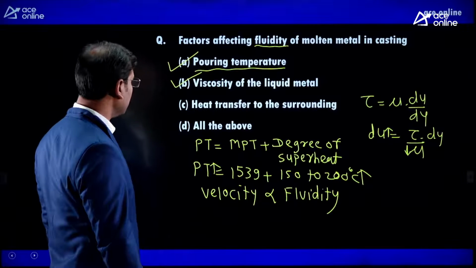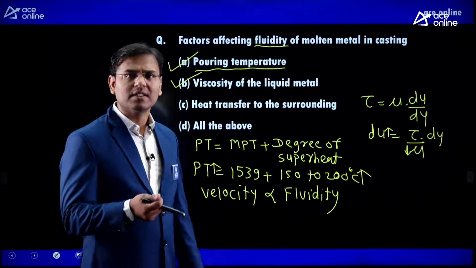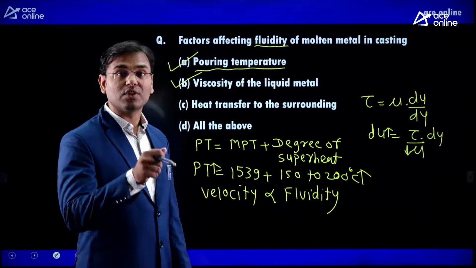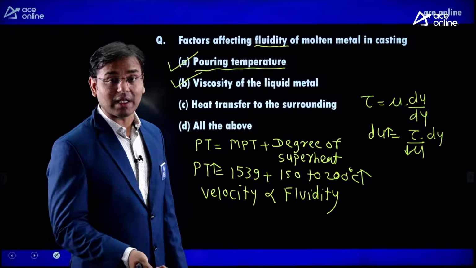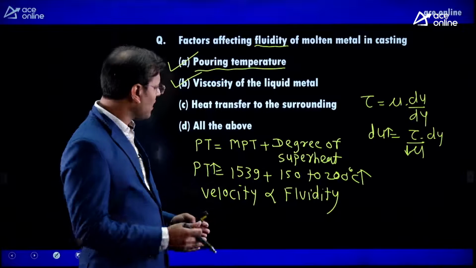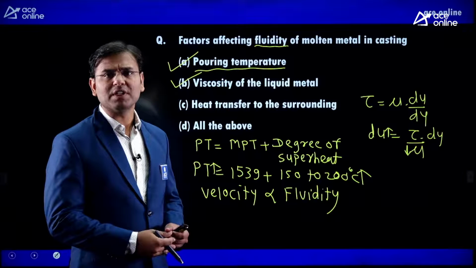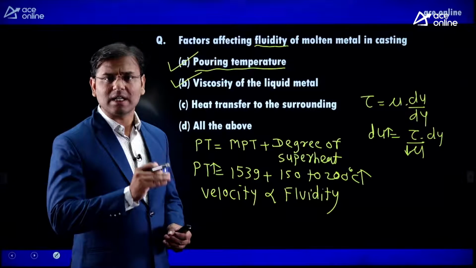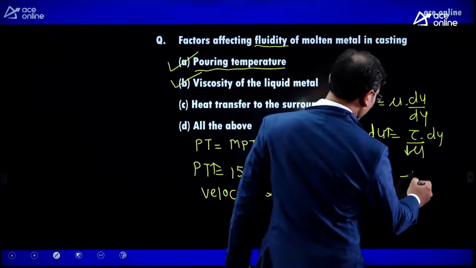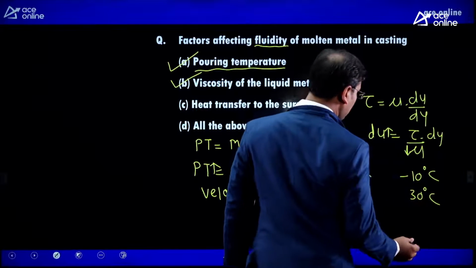Okay, the option C, heat transfer to the surrounding. Guys, heat transfer to the surrounding means what? We started pouring the molten metal into the pouring basin, then it is going to enter into the sprue, runner, ingate and casting cavity. When it is entering and when it has entered, the heat is going to transfer. And just see, if we are doing the casting in an atmosphere where the atmospheric temperature is negative, minus 10 degrees centigrade, minus 20 degrees centigrade, and some other places where the atmospheric temperature is 30 degrees centigrade, where the heat transfer will be more.